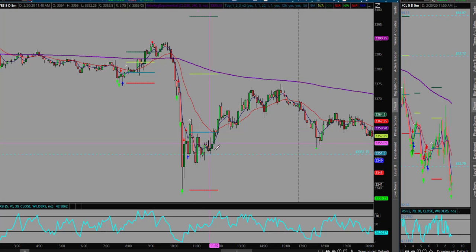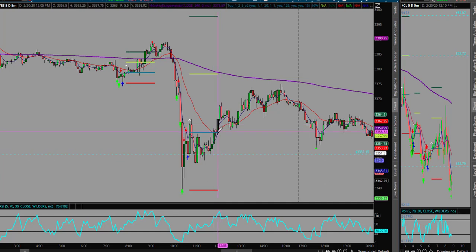Now, look, the price is well below these averages. The averages are spread apart. I do not like to see that, but notice that when we come back up off of these levels here, we break and then we retest and then we continue higher.